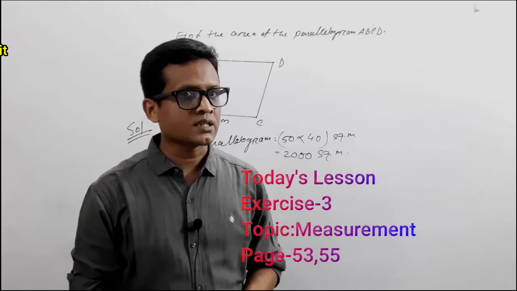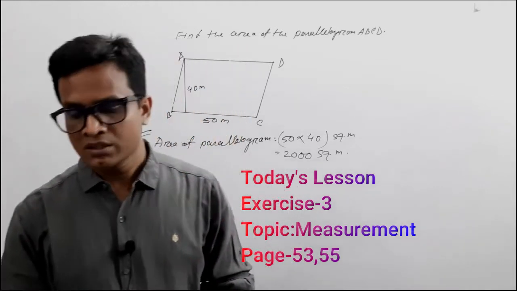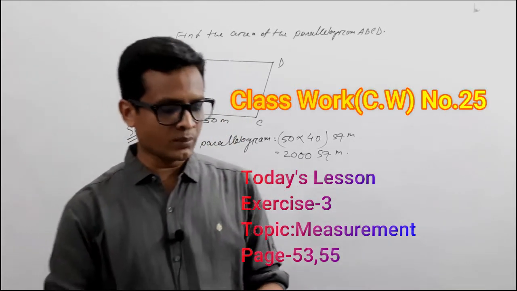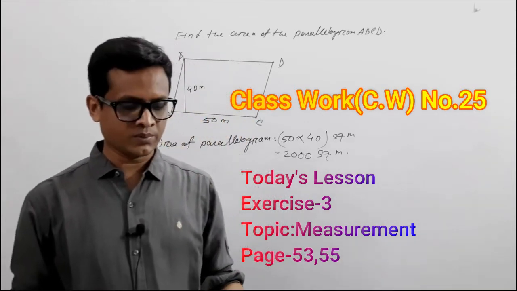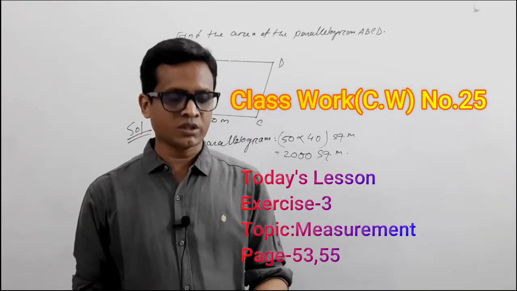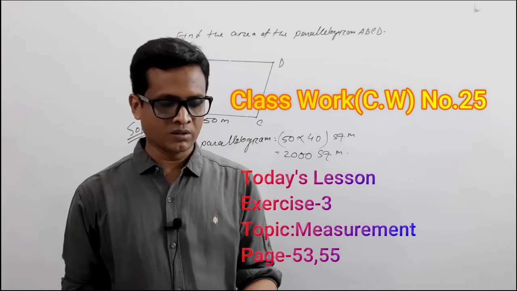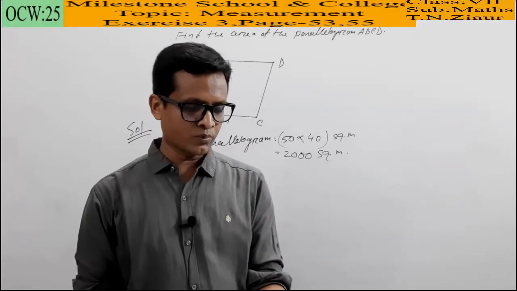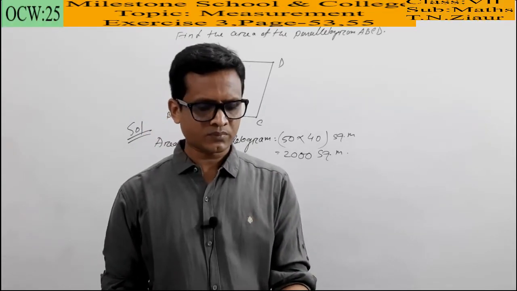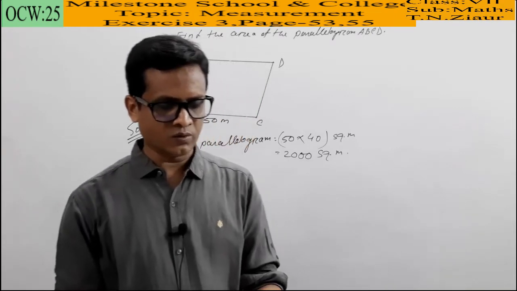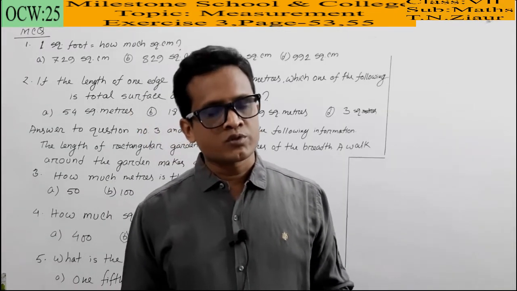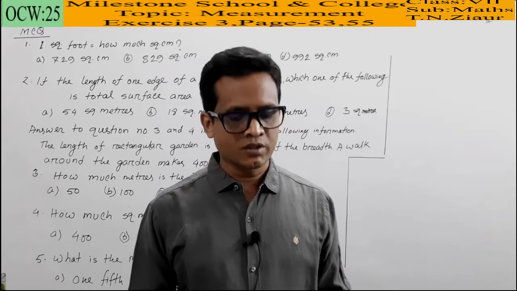Today's lesson is exercise 3 and today's CW number is 25. We have to solve some MCQ and the CQ question of number 27. Okay, last number maths, and we have to solve some MCQ. Now, my dear students, we have to solve some MCQ from exercise 3, page number 53.